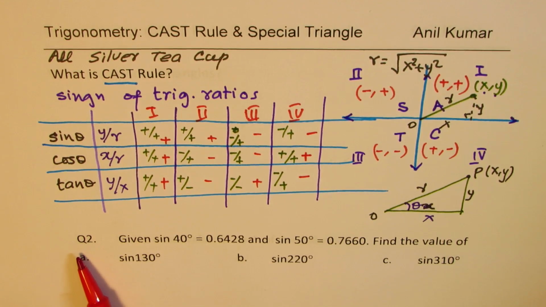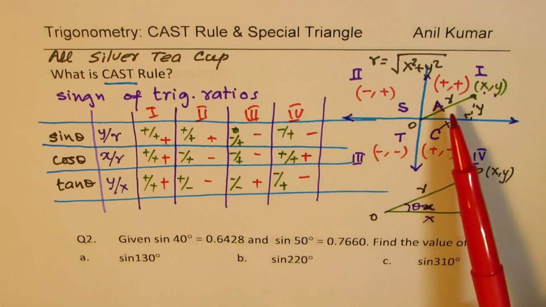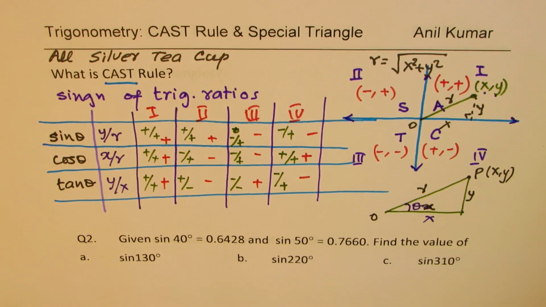So now here is a question for you, question number 2, which says, given sine of 40 degrees, so 40 degrees will be somewhere here, equals 0.6428, and sine of 50 degrees is 0.7660. Find the value of sine of 130 degrees. So 130 degrees, how do you get it?